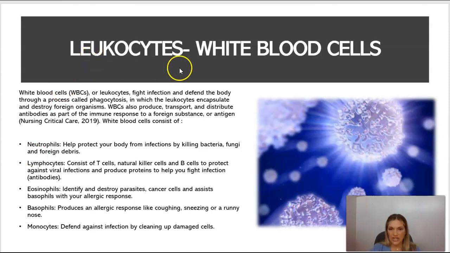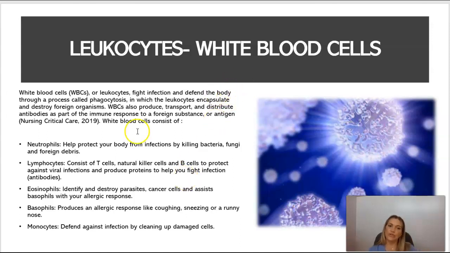You also have leukocytes, and the leukocytes are white blood cells. White blood cells help fight infection and defend the body through a process called phagocytosis, in which the leukocytes, or the white blood cells, encapsulate and destroy foreign organisms. White blood cells also help to produce, transport, and distribute antibodies as part of the immune response to a foreign substance or antigen. And there are 5 different types of white blood cells.